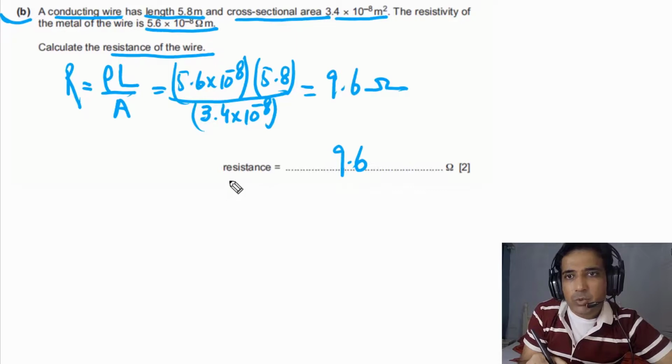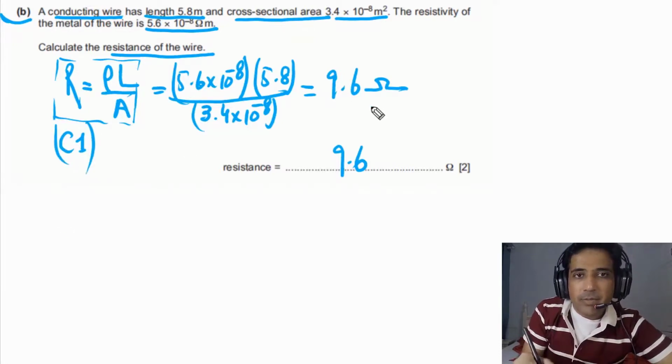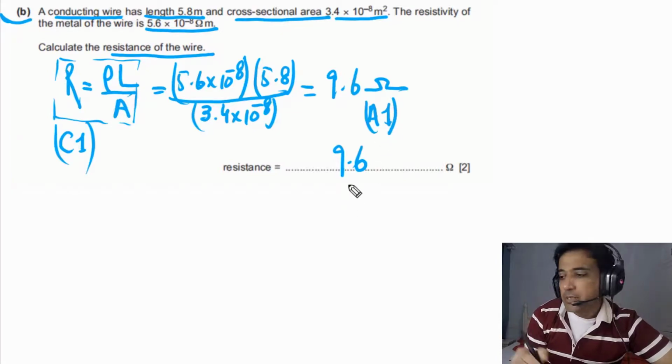This question has 2 marks. The first mark you will get if you have written this equation, means you have written this formula. You will get 1 mark, and this is the C mark. And the second mark is the answer mark. If you have got the right answer, you will get 2 marks.